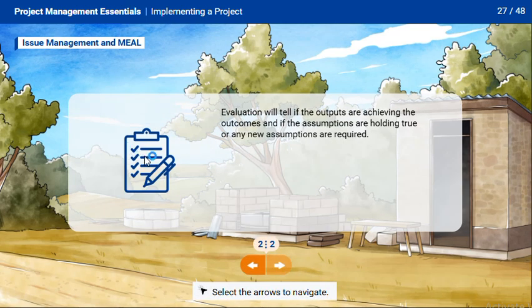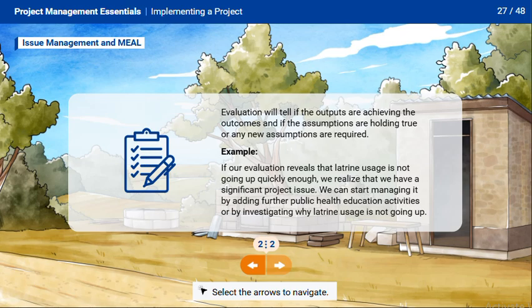Evaluation will tell you if the outputs are achieving the outcomes and if the assumptions are holding true. If our evaluation reveals that latrine usage is not going up quickly enough, we realize that we have a significant project issue and we can start to manage it. For example, we might add in further public health education activities or investigate why latrine usage is not going up.